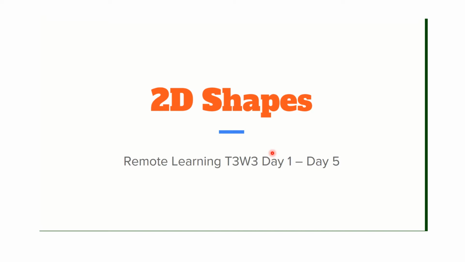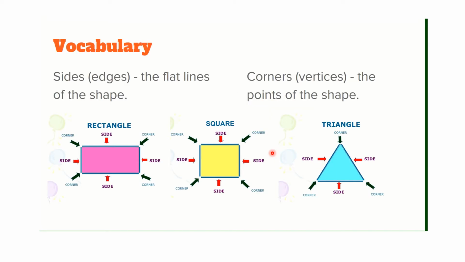So let's get started. These are some vocabulary words that we are going to need to know and remember for this week. Now, all shapes have sides and corners. Sides are the flat lines of the shape. Just like this rectangle, these flat lines are what we call sides. There's one for a square. These lines are the sides, and even for a triangle, these flat lines are the sides.